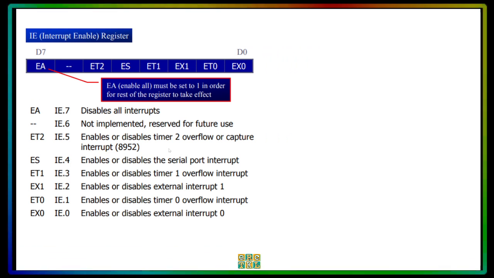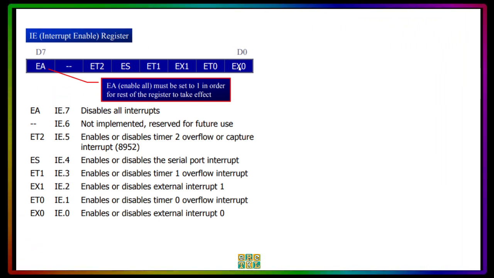Now for the ES, this stands for the serial port interrupt. If you put 1 on ES, then the serial port interrupt will be activated or enabled. If you put 1 to ET1, the timer 1 interrupt, then you will enable the timer 1 interrupt. If you want to enable external interrupt 1, EX1, then you have to put 1 on EX1. If you put 1 on ET0, the timer 0 interrupt will be enabled. And the last one, EX0, the external interrupt 0: if you put 1 to EX0, it will be enabled.